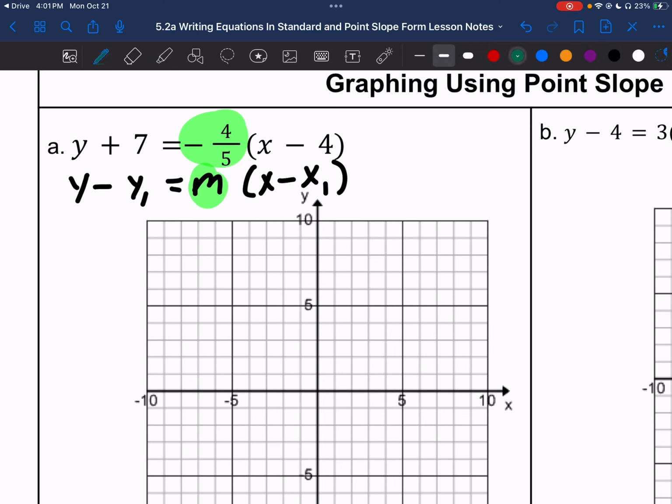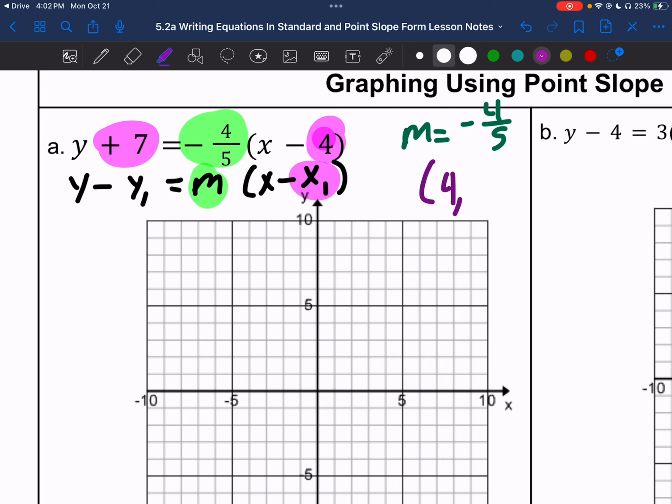So my slope is negative 4 over 5. Now, my point is a little harder to identify, because of the signs. We have x minus 4 and we have y plus 7. Well, for x minus 4, I know my x value, that's exactly what I see there, so my x value is going to be 4. But what about my y value? It's supposed to be minus y1. If it's plus, that tells me I have a double negative, and so the point is 4, -7.